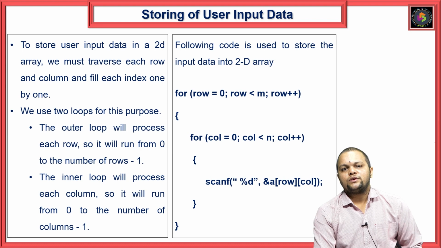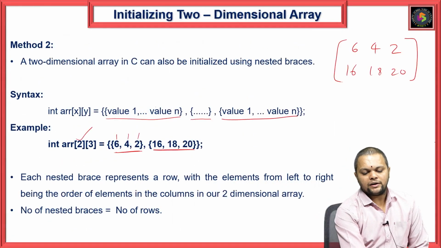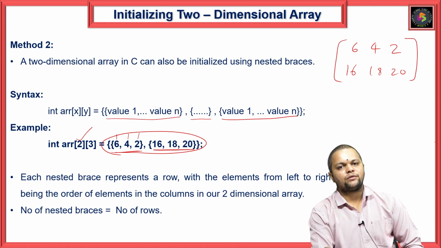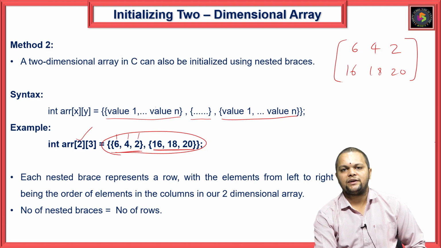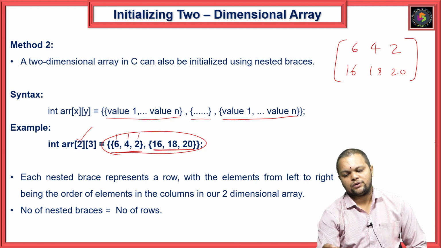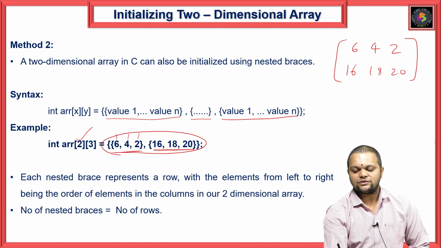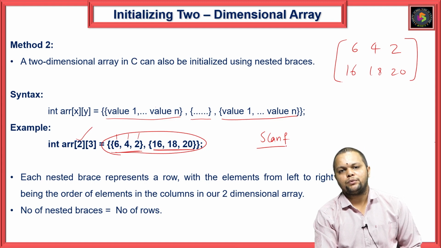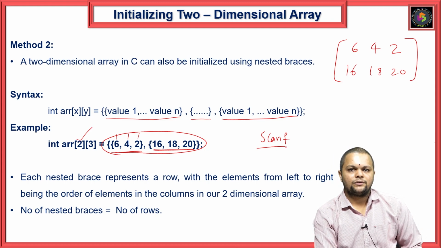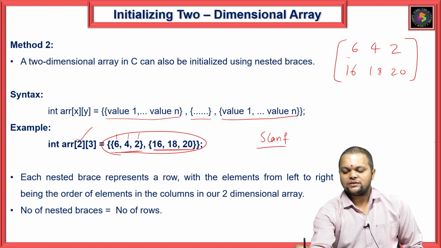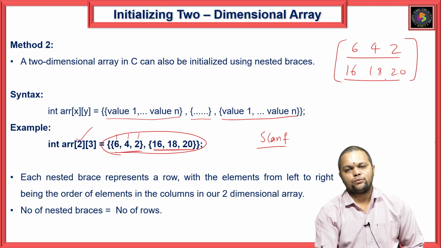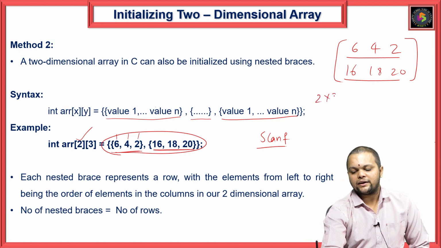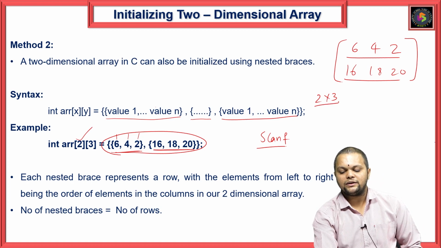Till now we have taken only predefined input, all these inputs are predefined. Now, if I want to take a user defined type of input, how can I take it? User defined input means it comes using something called a scanf statement, where the user gives an input. See, if I take this as an example, 6, 4, 2, 16, 18, 20, then my array size is 2 into 3, or I can say my matrix size is 2 into 3, 2 rows and 3 columns.